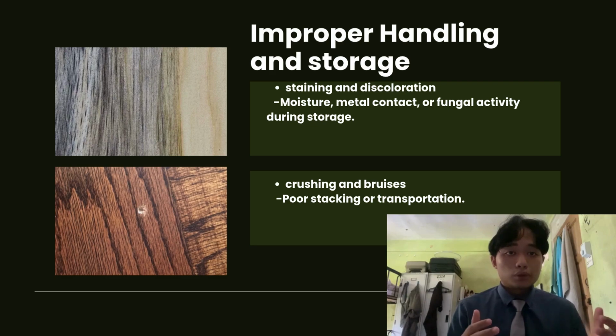Then we have bruises or crushed parts. This is caused by timber being dropped, bumped, or stored the wrong way. This may cause the wood to get bent or broken.